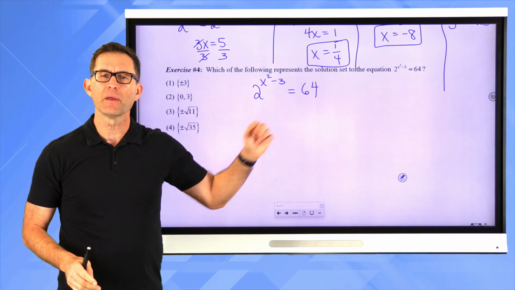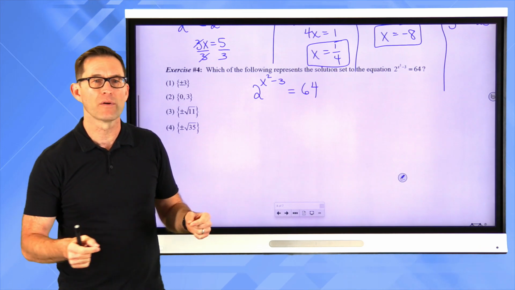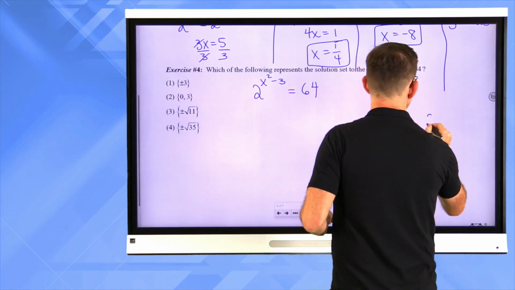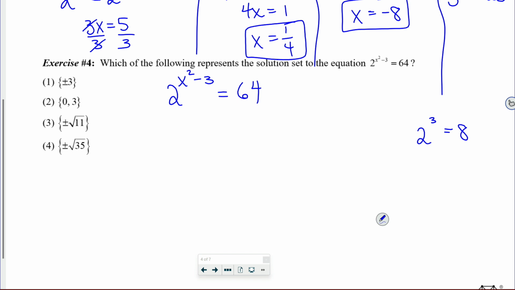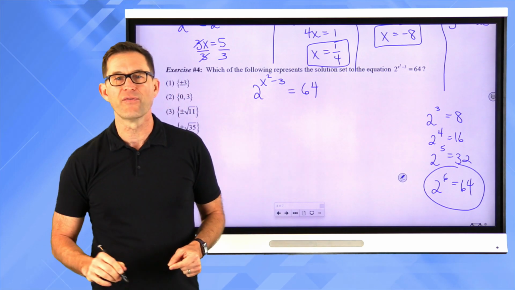That's as small as it's going to get, right? So we really have to be looking at that 64 and thinking about possibly if it's a power of 2, right? We already know 2 to the 3rd is equal to 8. 2 to the 4th is equal to 16. 2 to the 5th is equal to 32. 2 to the 6th is equal to 64. And there it is, right? 2 to the 6th is equal to 64.